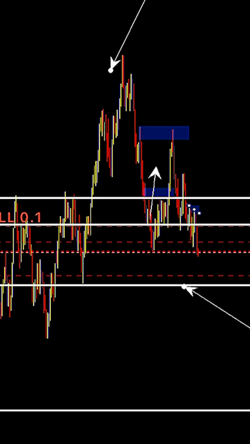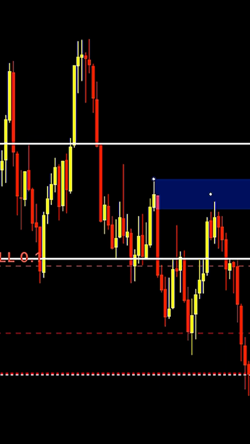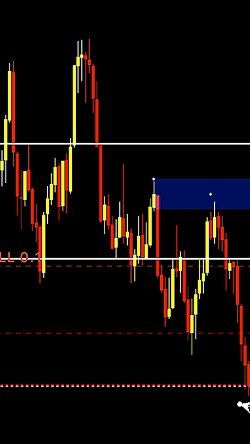I hope you understand the logic, guys. So that's simply the thing I looked out for to place this trade. There are still other confirmations you need for your supply and demand, but this is just one of it.